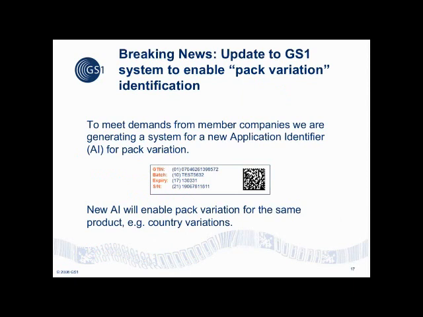Okay, and some breaking news on the GS1 system. It's always good to learn new stuff, and this is something I learned about in the last 2 weeks. The GS1 system as it exists at the moment would say that if we have a different pack in a different country, for example, exactly the same product in a different pack with the labeling in a different language, then we would classically need to use a different GTIN to identify that pack.